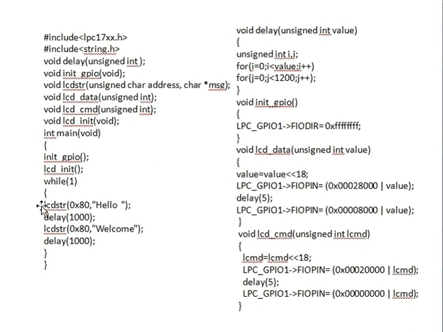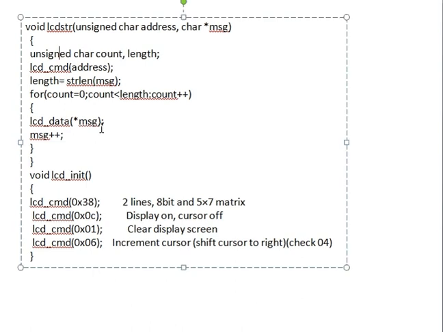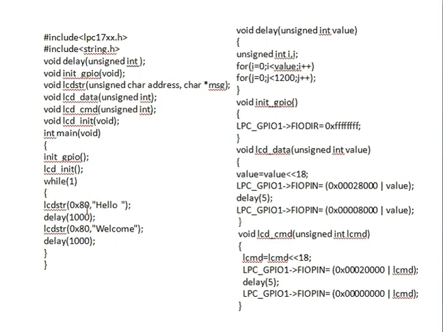Now let's discuss what happens when we call lcd_str. The lcd_str function takes 2 arguments: one is the address, and the other is the data which you are supposed to pass. When you observe here, this is the address 80. From that point onwards, hello should fall on the same line. After a while, clear the screen, give a delay, then print welcome, then again give a delay, then print hello. So in the same line, hello welcome will be printed in this case.